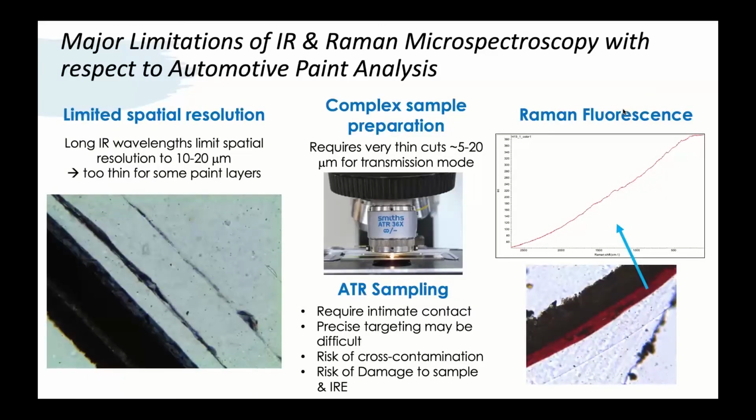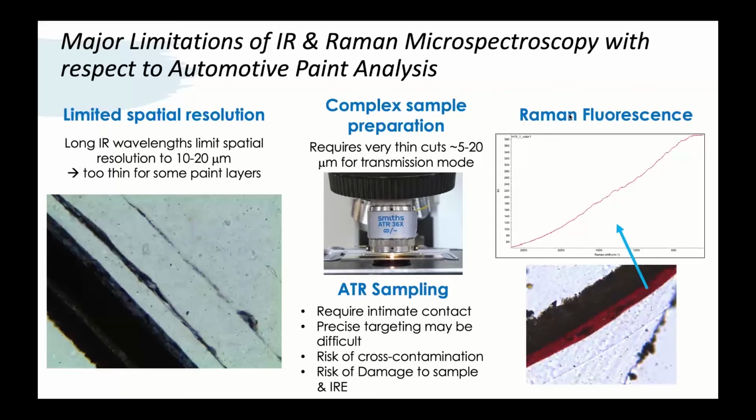The major limitations of infrared and Raman with respect to automotive paint analysis are the limited spatial resolution, the complex sample preparation, and Raman fluorescence. Now, for the limited spatial resolution, infrared suffers from the ability to only spatially resolve 10 to 20 micron spots. And some paint layers are much thinner than that, less than 10 microns, even only a couple of microns. As a result, getting infrared spectra of these samples is nearly impossible. Not completely impossible, but very, very difficult.